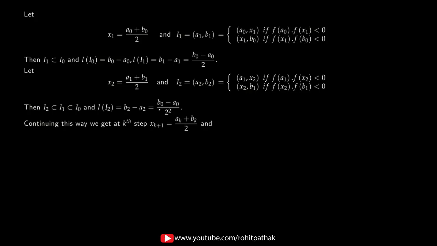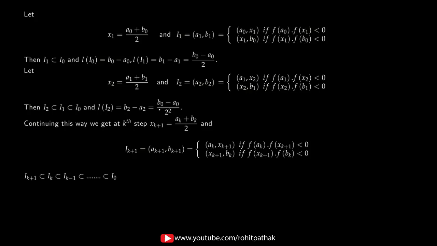Continuing in this way, we get at the kth step x(k+1) = (ak + bk)/2, and the new interval as (a(k+1), b(k+1)), where I(k+1) is the smallest interval, I(k+1) is contained in Ik, and so on up to I0. The length of I(k+1) is (b0 - a0)/2^(k+1). So this is the length of the interval I(k+1).